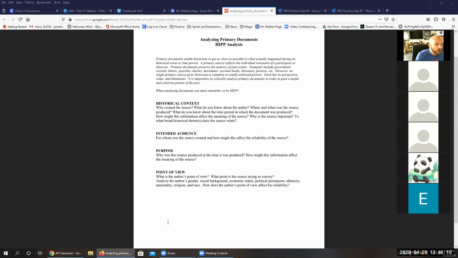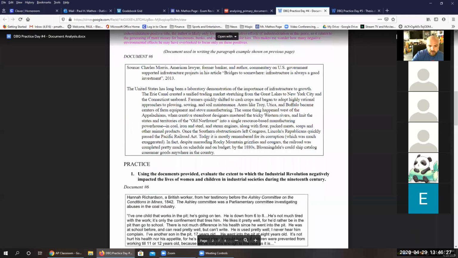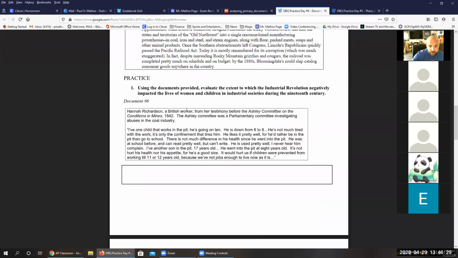The author of the document, Hannah Richardson, is a member of the British working class testifying about her children's work before the British Parliament. Can you see where they got that information from? Let's go to the example right here. Hannah Richardson, a British worker. Think about what I'm saying here. Can you guys see where they obviously got that information?